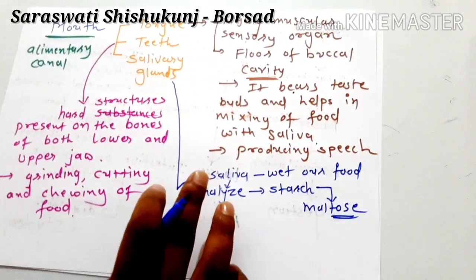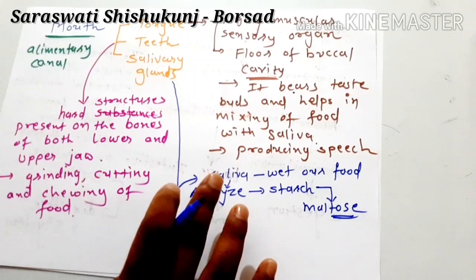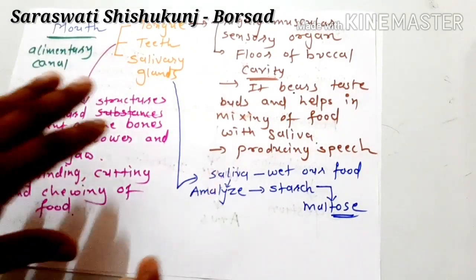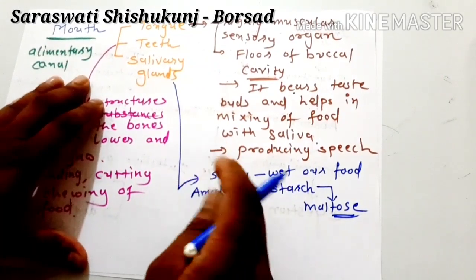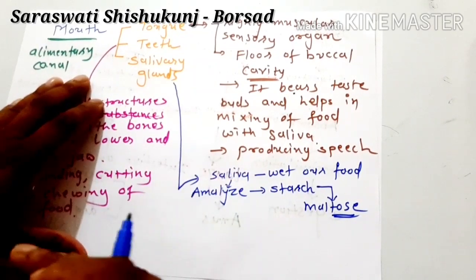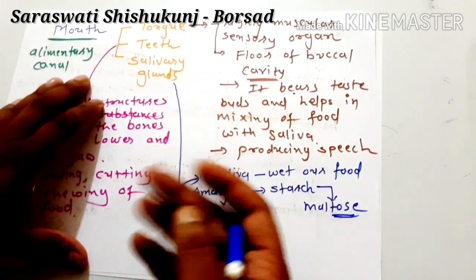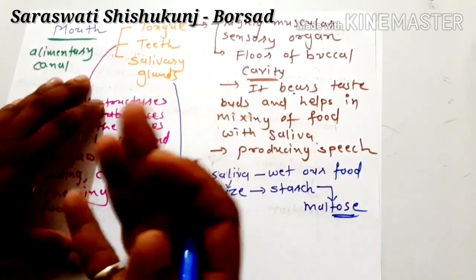So this saliva is very important. Also, it is important in maintaining the pH. So we can say that digestion of food starts when our saliva mixes with our food.